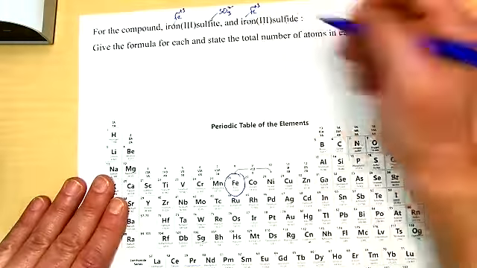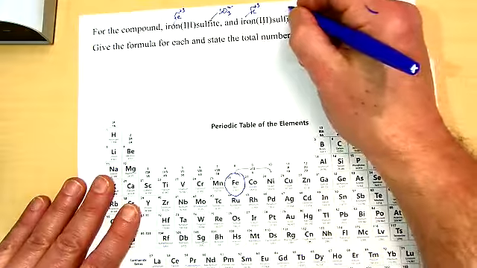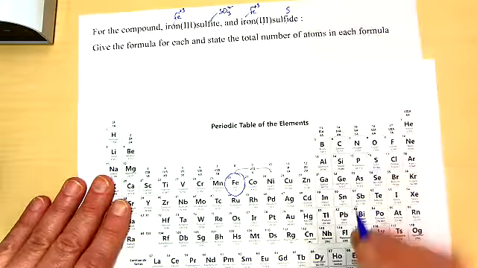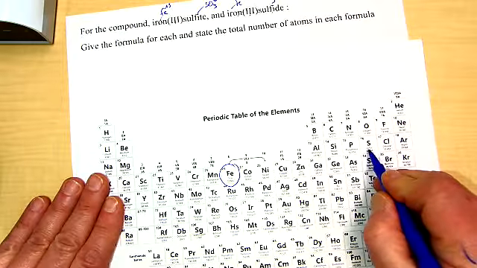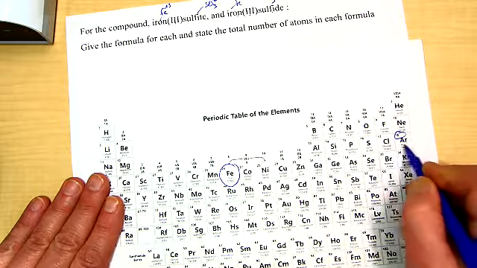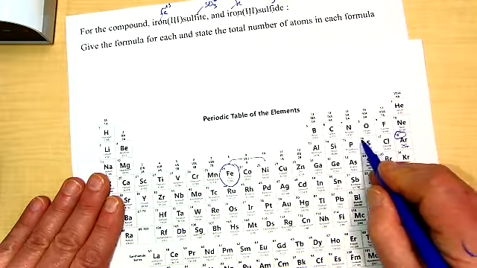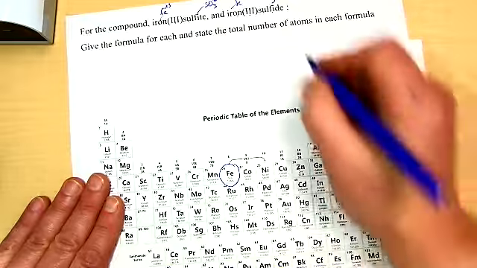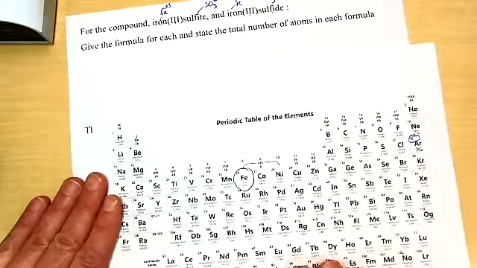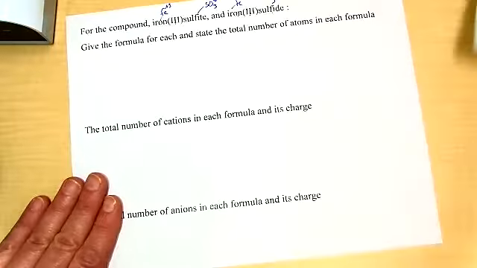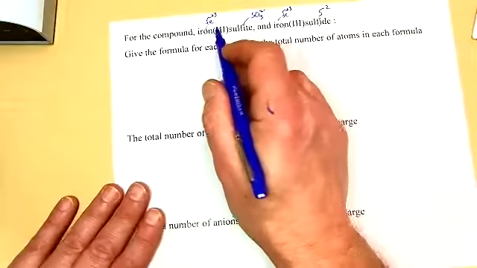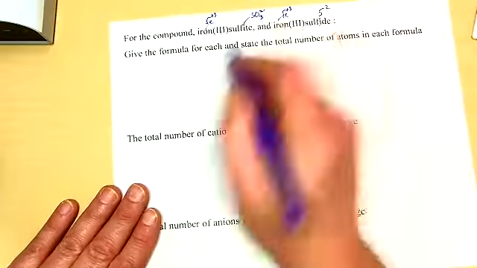And then we have sulfide. Sulfide means that this is a sulfur atom, but it's an ion. Sulfur will gain 2 electrons, 1, 2, to be isoelectronic with argon. So 2 extra electrons means it's going to have a 2- charge. If you watched my video on how to make these formulas, then you'd know that we have a +3 and a -2.